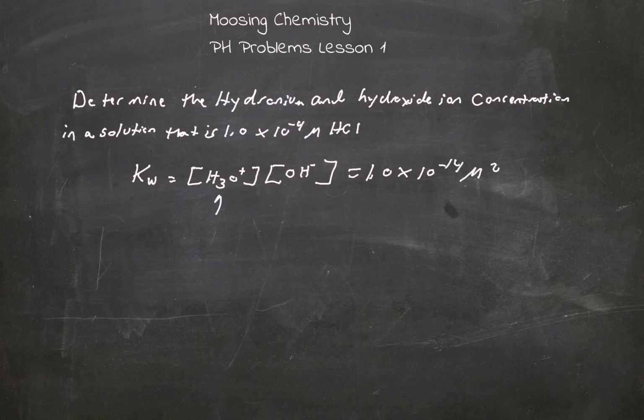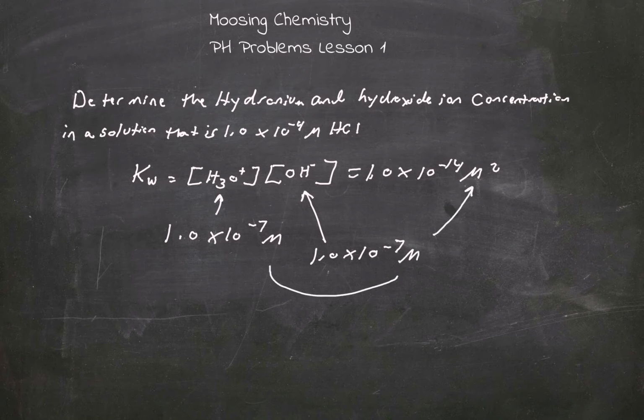Okay, what does that really mean? Well, that means that this is 1.0 times 10 to the negative 7 M, and the hydroxide ion right there is also 1.0 times 10 to the negative 7. That's why you get M and M give you M squared, and negative 7 and negative 7 give you negative 14. All right, now that we've done the football diagram of this, let's look at this problem.